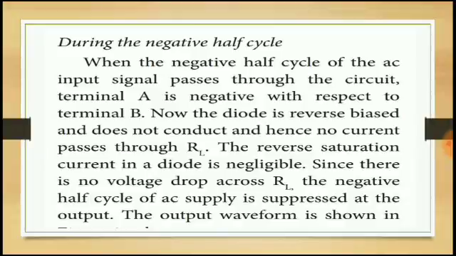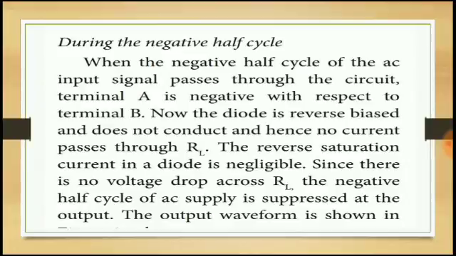Now the reverse saturation current in the diode is negligible, so therefore there is some voltage drop. If we go to the circuit, we will understand. Only the negative half cycle is taken here and the output voltage is presented. Okay students.